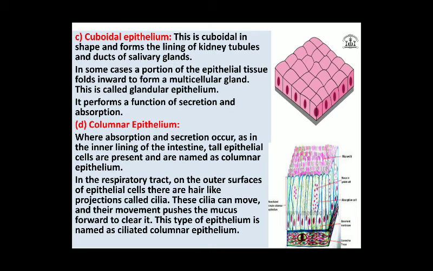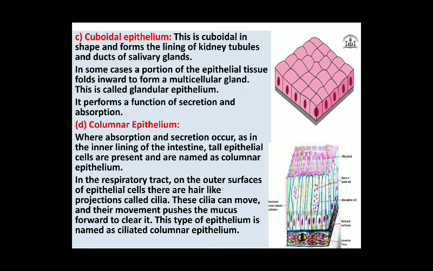Okay, in some cases this epithelial tissue folds inwards to form a multicellular gland, and this is called glandular epithelium. Glandular epithelium. So we'll be studying it. Okay. So when the tissue is folded, they form what? They form a glandular epithelium. Okay. And the last one is columnar epithelium.